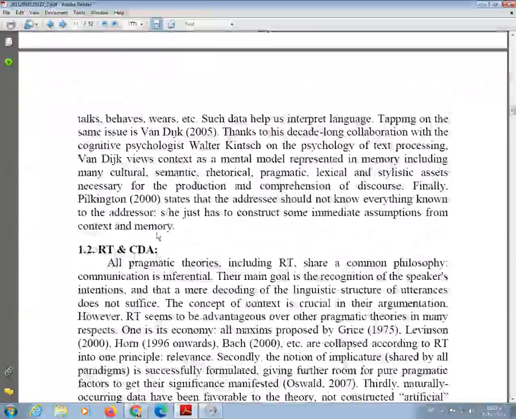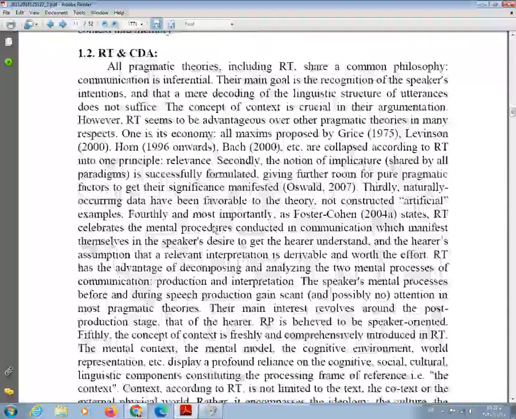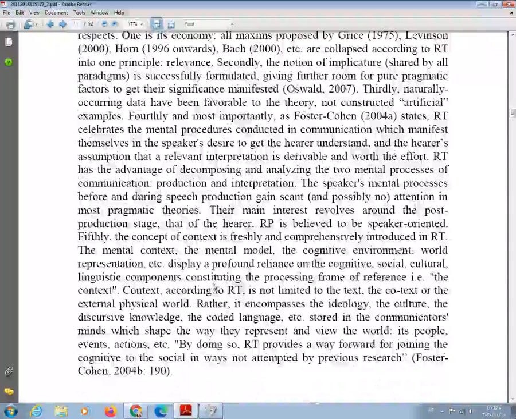Here we have some sort of connection between RT and CDA, and CDA here means critical discourse analysis, a sub-branch of discourse analysis, تحليل الخطاب النقدي. Okay. And why? Because RT is based on the idea that human communication is inferential and so on.